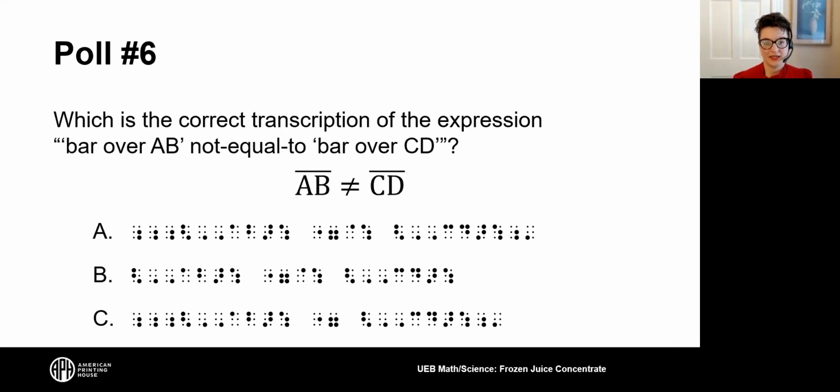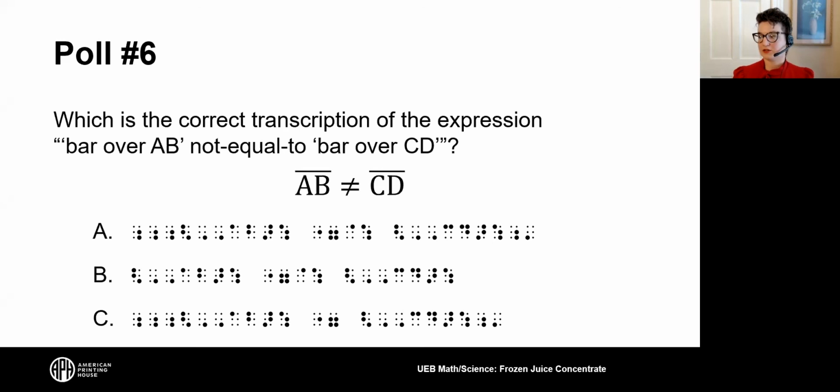Answer choice C has the symbol of comparison dots 5, dots 2, 3, 5, 6. And as I said, answer choices A and B both have the symbol of comparison dot 5, dots 2, 3, 5, 6, dot 4, dots 1, 5, 6. Answer choices C and A are the same except for the symbol of comparison. Answer choices A and B are the same except for the grade 1 passage.